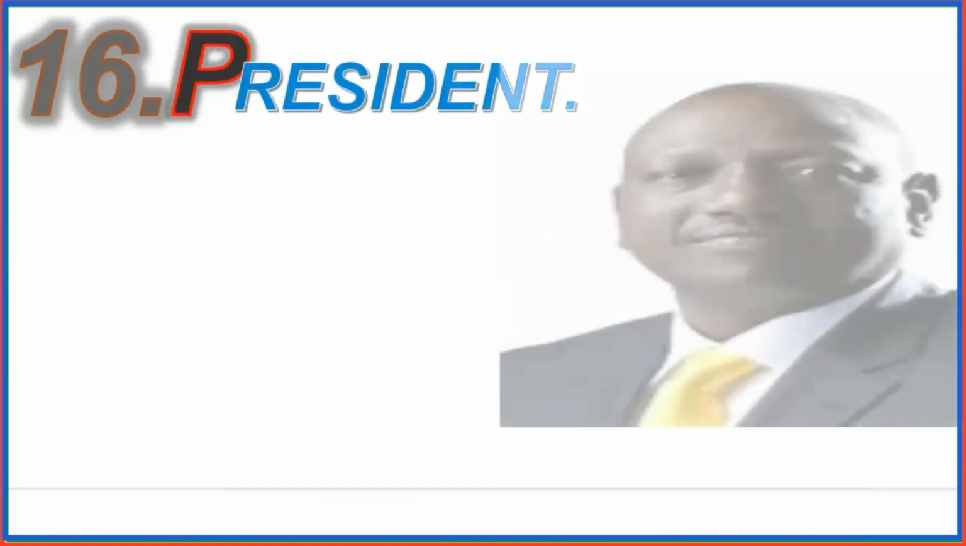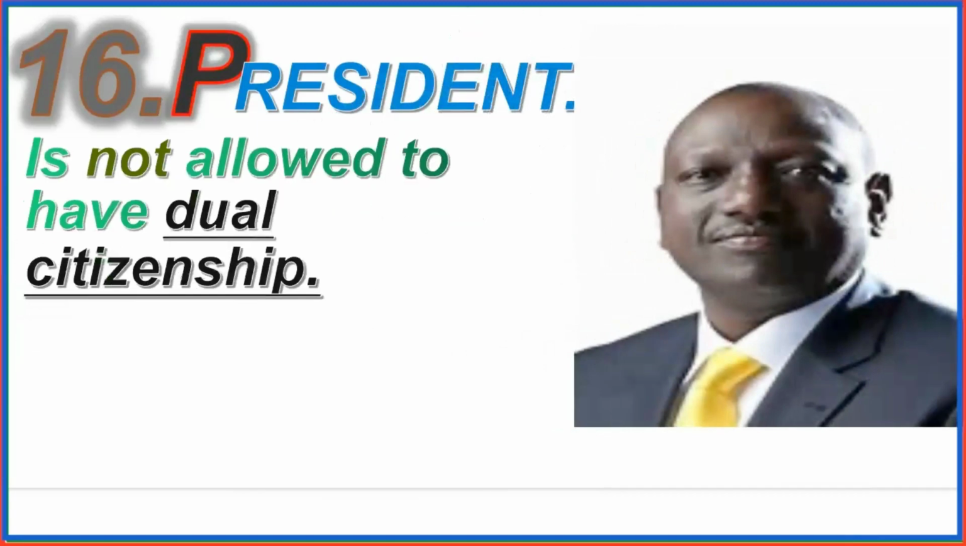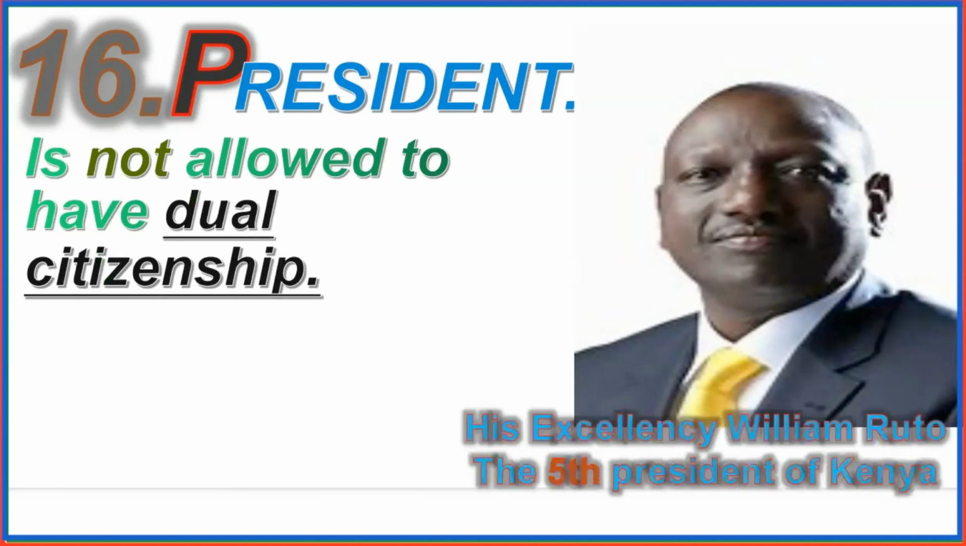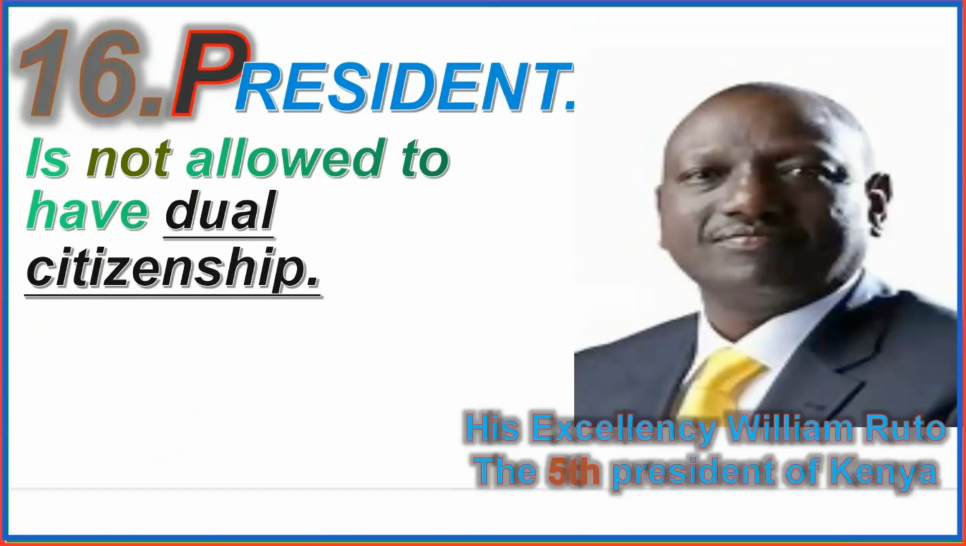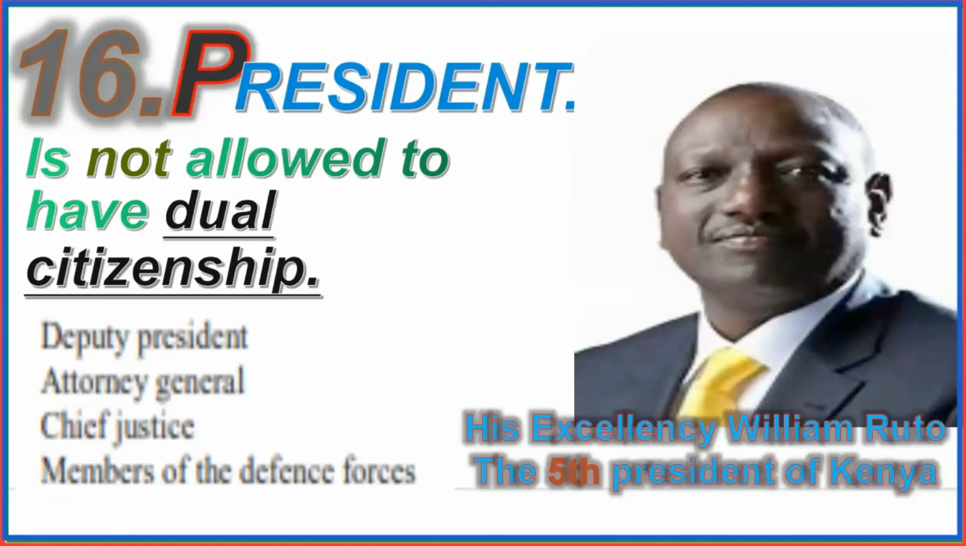P. Number 16, P for president. He is not allowed to have dual citizenship. His Excellency William Ruto, the 5th president of Kenya. The president is not allowed to have dual citizenship. Also, other top government officials are not allowed to have dual citizenship. They include the Deputy President, the Attorney General, Chief Justice, and the members of Defense Forces.